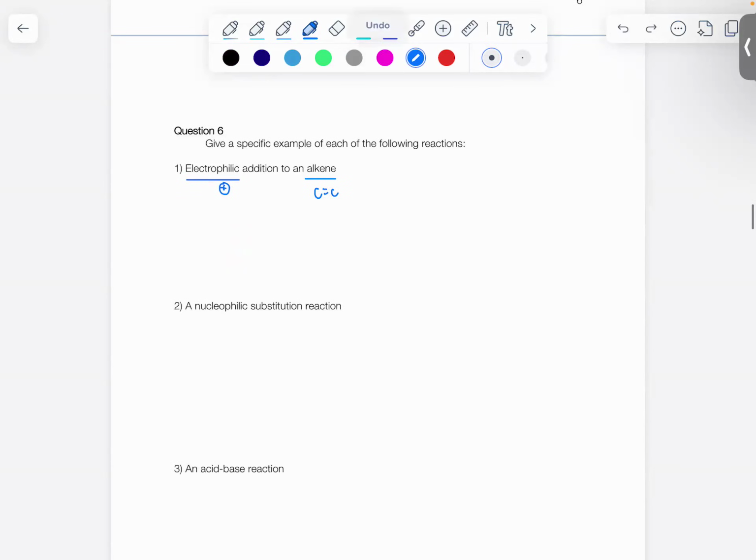So our first, let me do, our starting material is an alkene. And we know that HBr is a strong acid. It'll be H plus and Br minus. And when we add that to our alkene, we'll get the proton on one side and the bromine on the other.